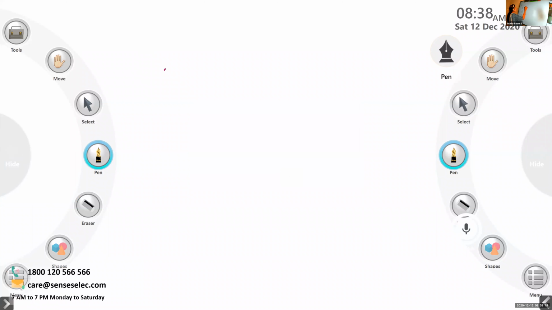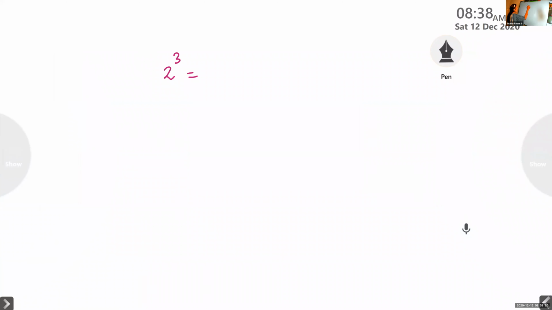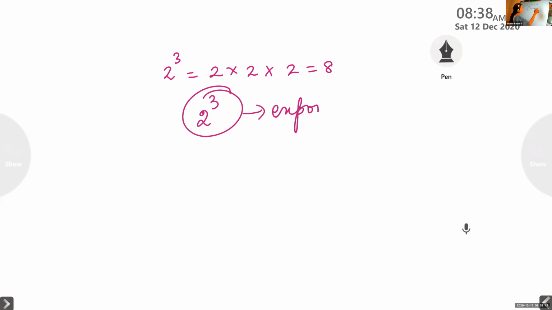Now listen, children. What is 2 cube? 2 cube means we are multiplying 2 three times, isn't it? So that is 8. Whenever we write in terms of power, it is called exponential form. So 2 cube is a number we are writing in exponential form.